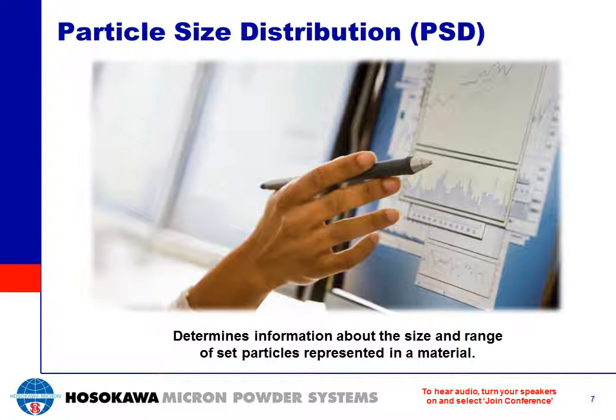Particle size distribution is designed to determine and report information about the size and range of set particles represented in a material. Particle size distribution determination has been used to monitor, control, and investigate material properties in countless industries. Information defined from the particle size distribution includes the log normal distribution and the well-known and trusted Rosin-Rammler distribution method.